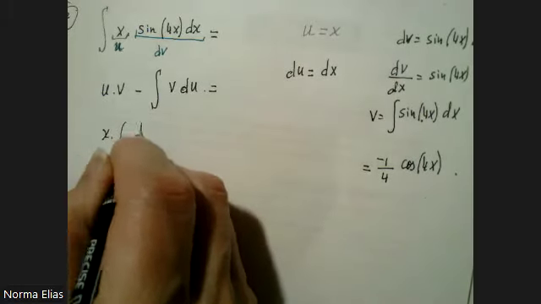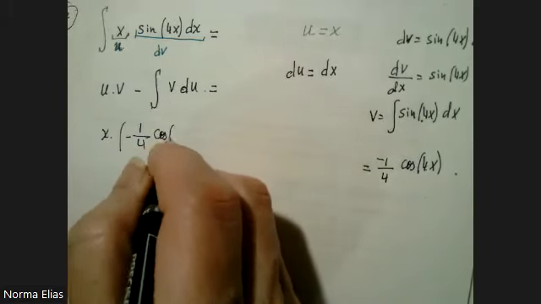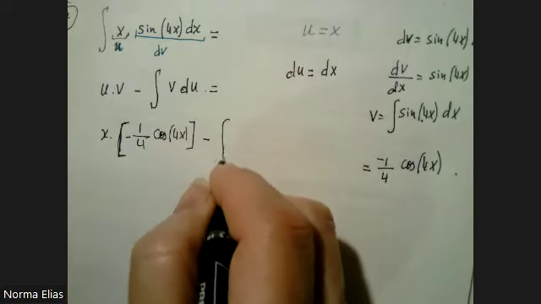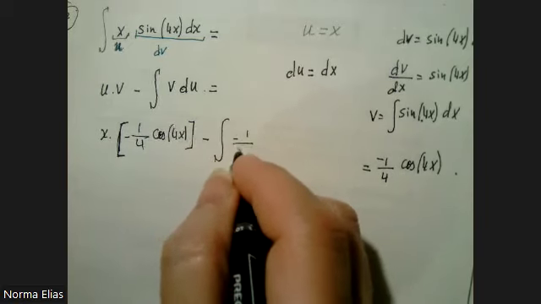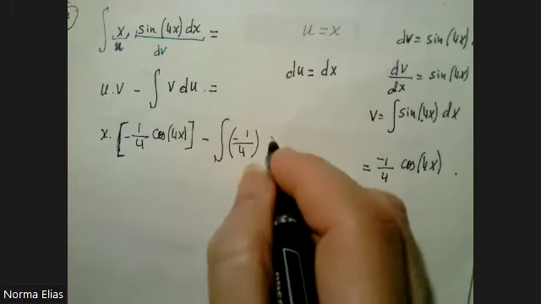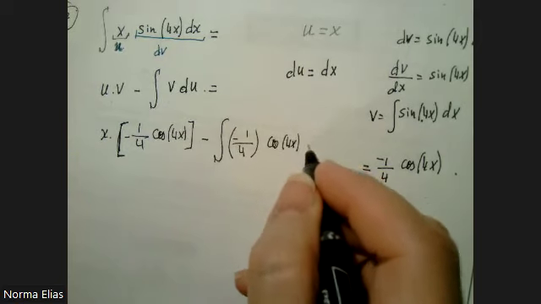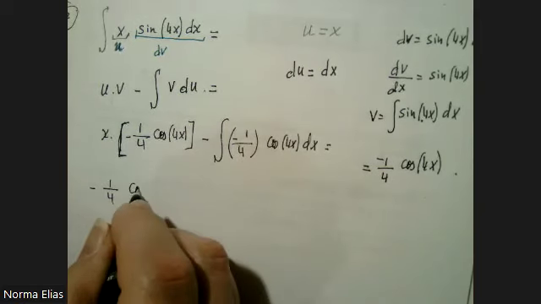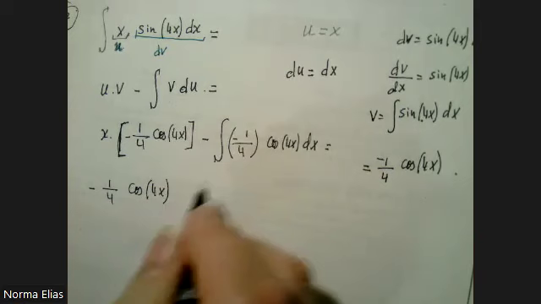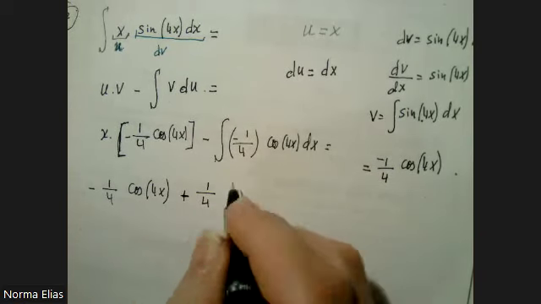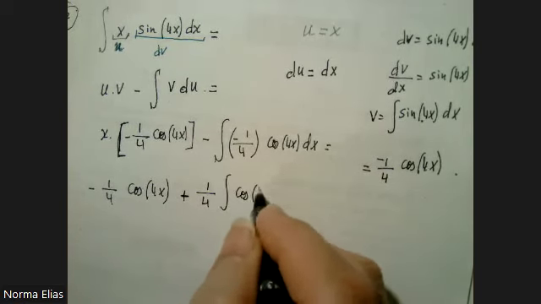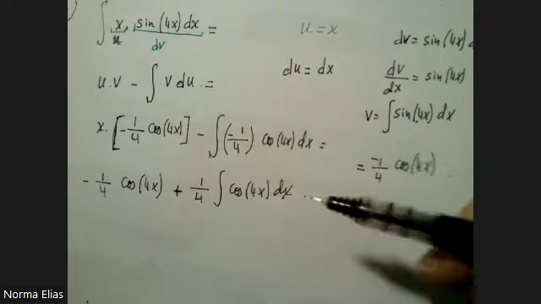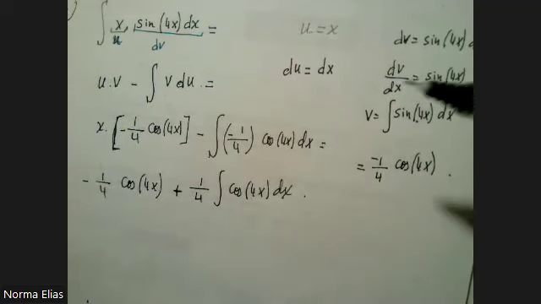V is minus 1 over 4 cosine of 4x, minus the integral of v, which is minus 1 over 4 cosine of 4x dx. So I will have x times minus 1 over 4 cosine 4x, minus minus, plus 1 over 4 integral of cosine 4x dx. So now I look at this and say, is it easy? Yeah, it is very easy. I am on the right track.